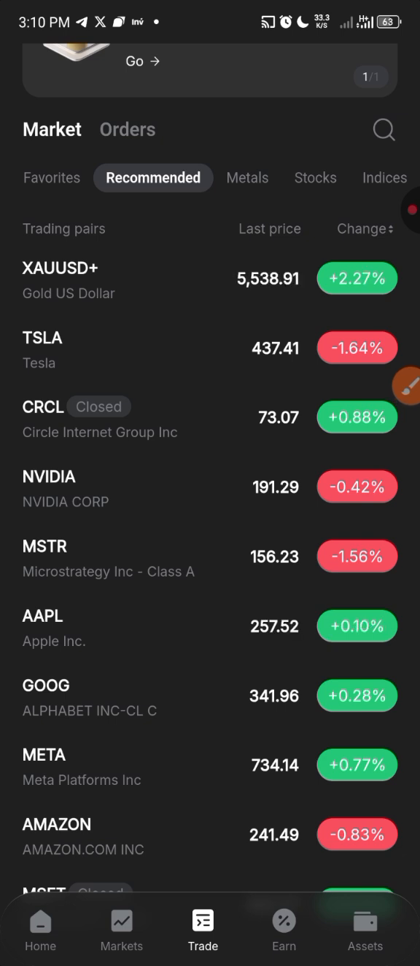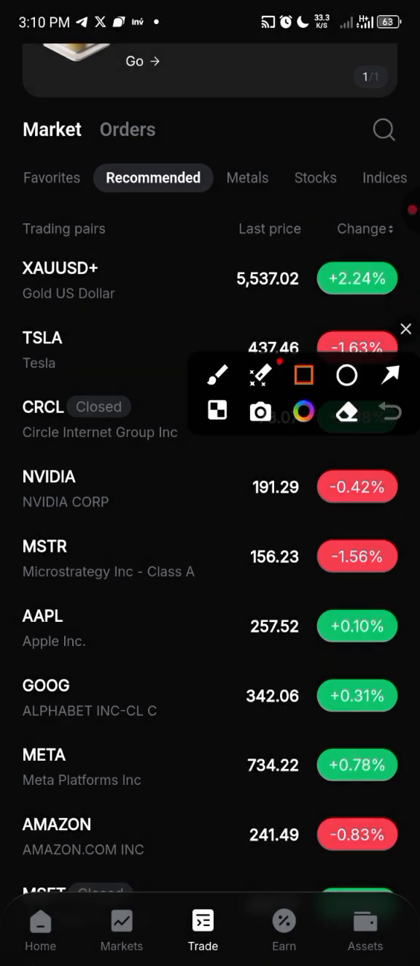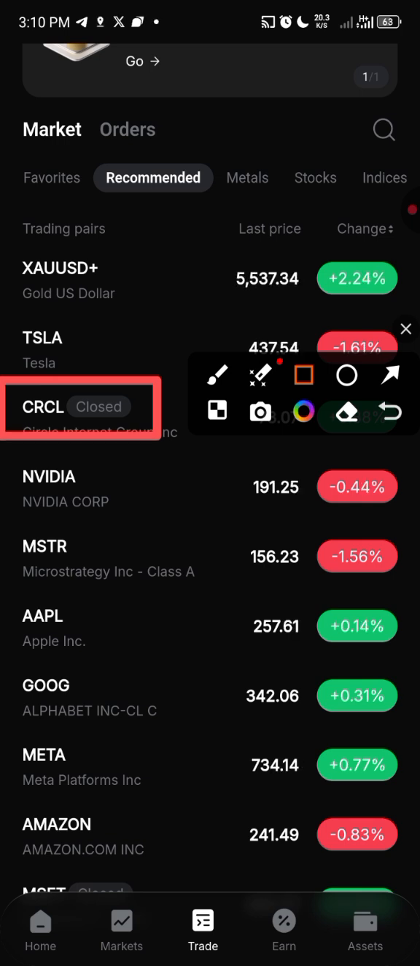Some of them are also closed. For instance, you can see this one, it says closed. So some of them, you might see them closed. Once they are closed, that means you cannot buy at the moment. You wait for them to open.